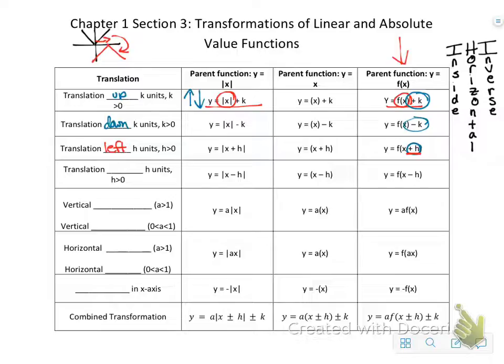The same idea applies for this negative h inside. It's inside, so we do the inverse, and it's a horizontal change because of the I high. So instead of thinking negative h left, you have to think negative h to the right because you're doing the inverse. So we're going to go right.